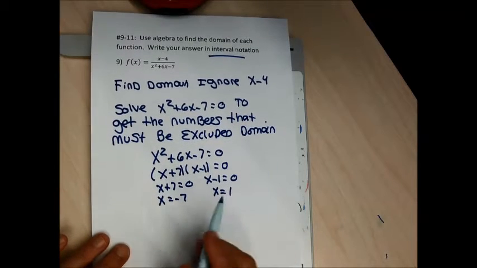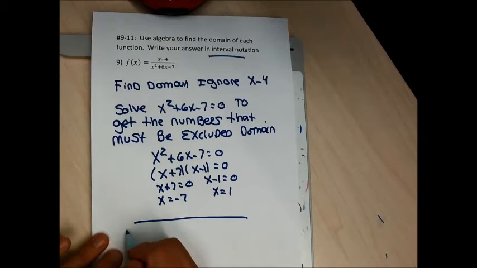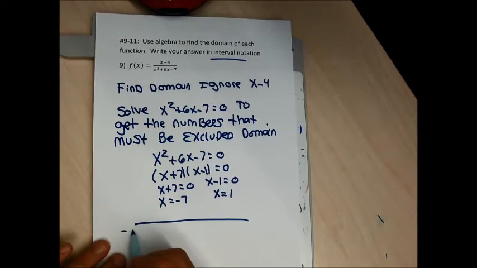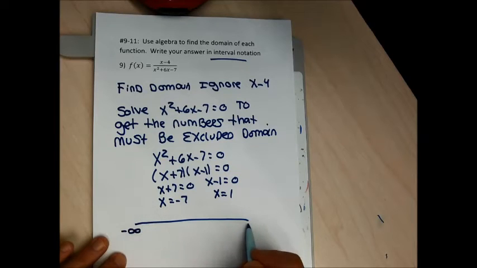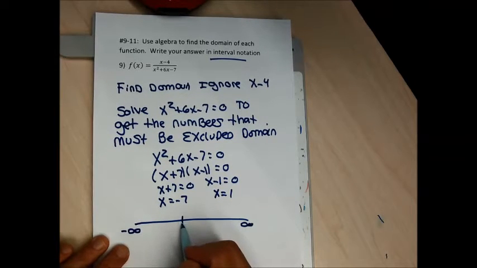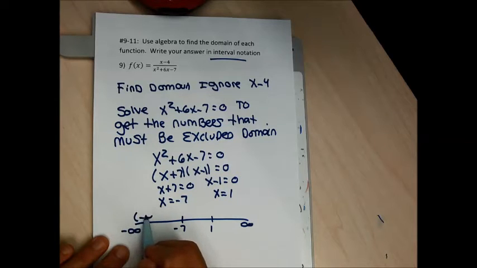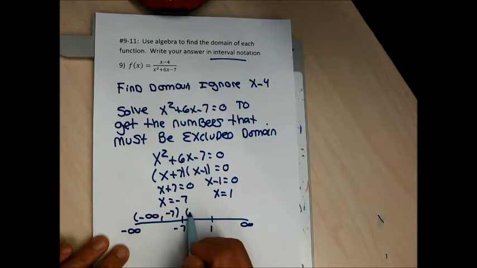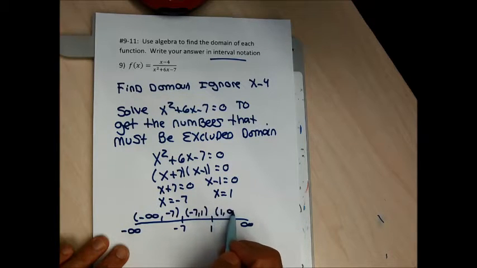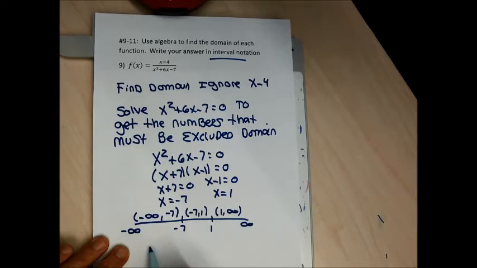To figure out how to write my domain properly in interval notation, I'm going to create a number line that has infinities on the edges and the numbers that I'm excluding from the domain written between the infinities, and then I'm going to make the intervals that are implied. The first interval that's implied is the interval from -infinity to -7. The second interval that's implied is -7 to 1. The third is 1 to infinity. I'm just going to write that in my answer.